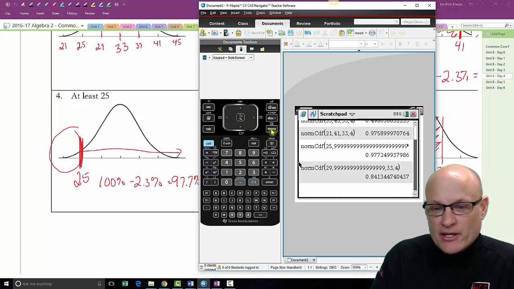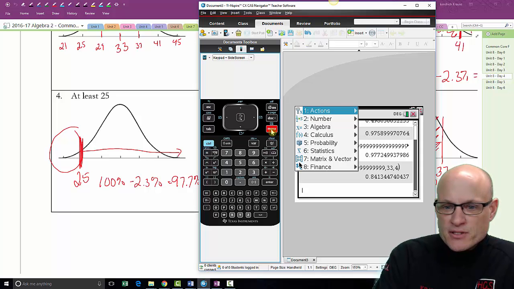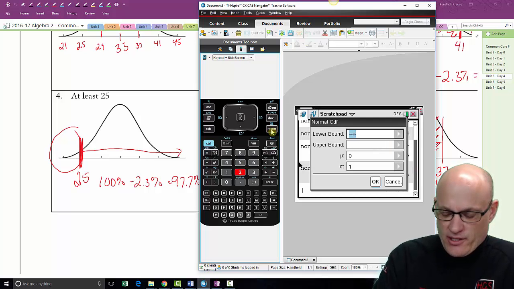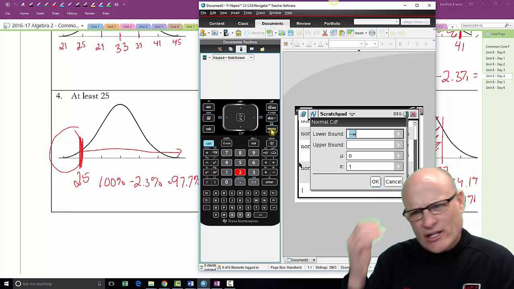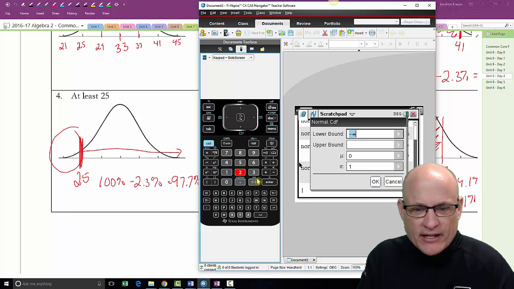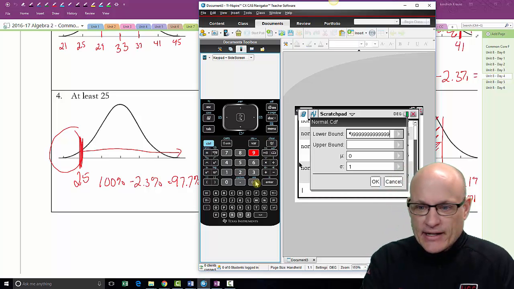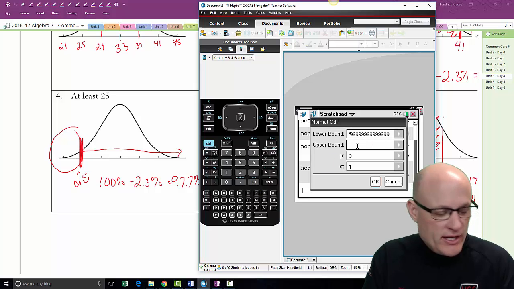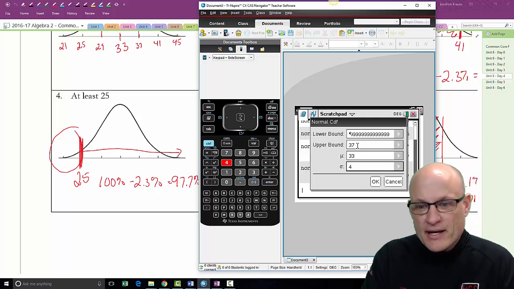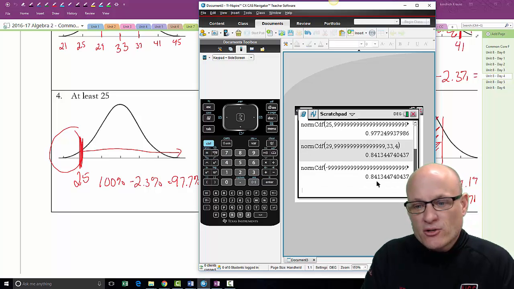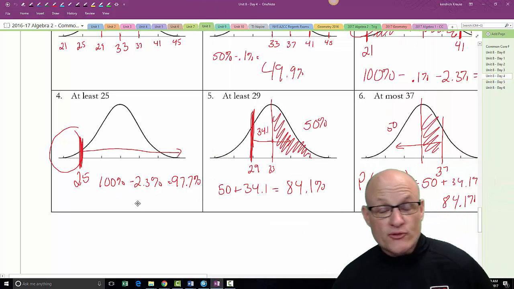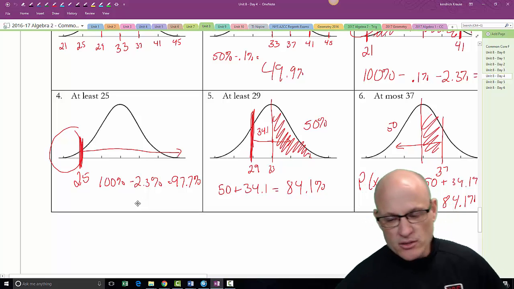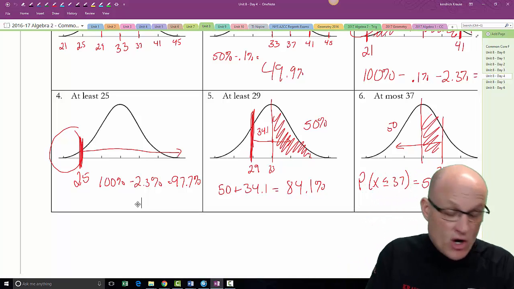So less than 37. How am I going to do this? Menu, statistics, distributions. I want negative infinity. I don't know if your calculators are actually going to have that, so why don't we use negative 999999999. Who cares, right? And then we want it all the way up to and including 37. 33 is my mean. 4 is my standard deviation. Click OK, and look at that, 84.1%. So that's how you use your normal CDF calculator for calculating these distributions on your calculator.